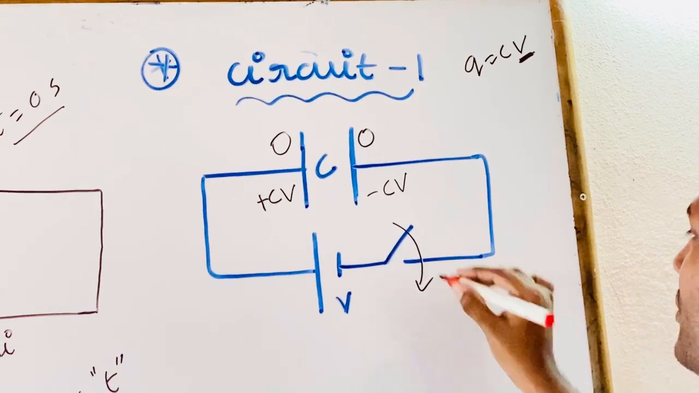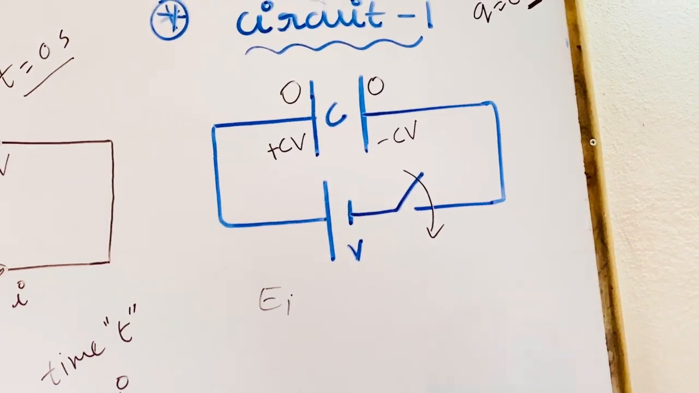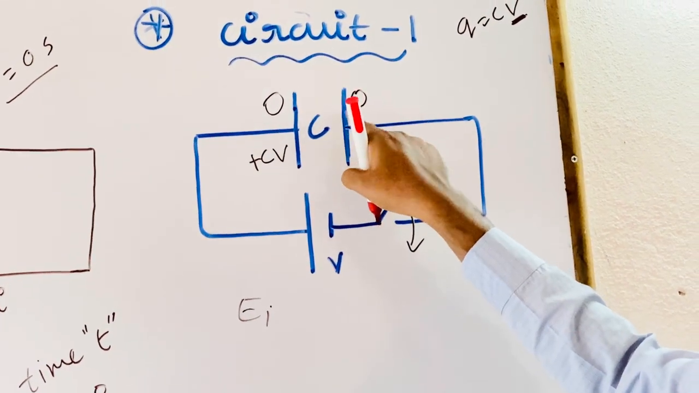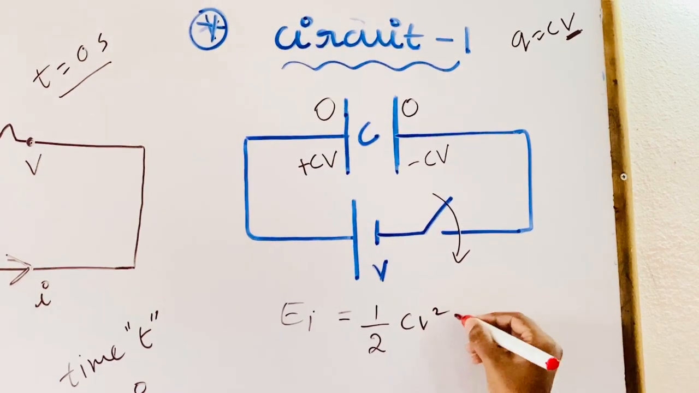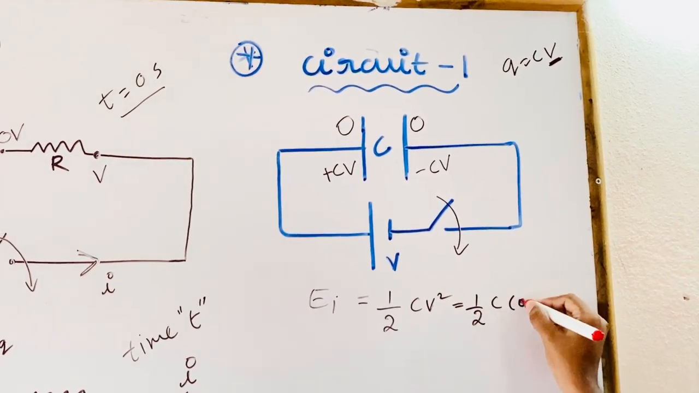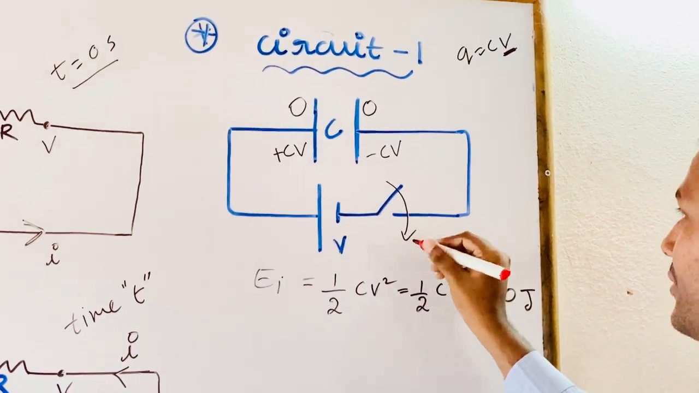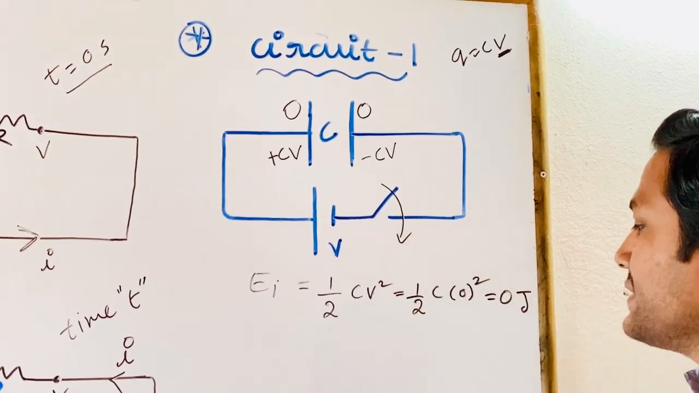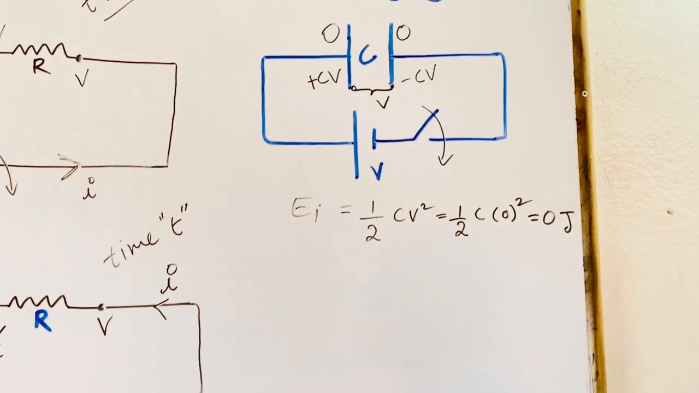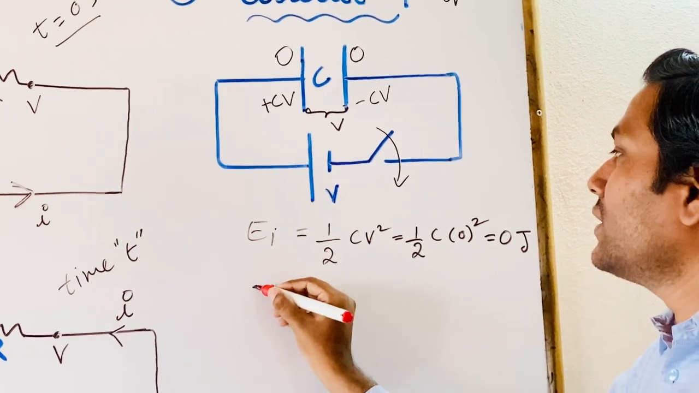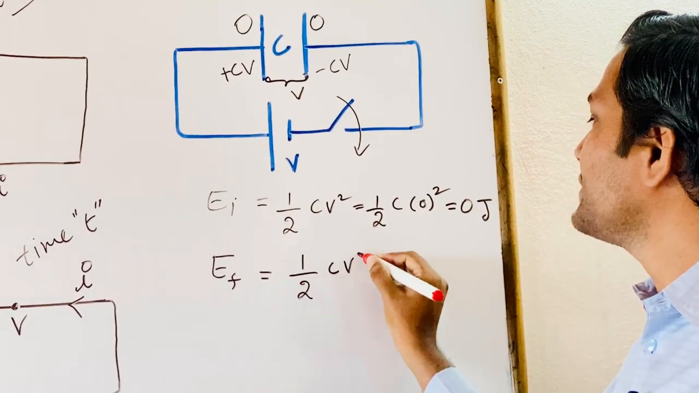Before closing the switch, what is the potential energy stored between the plates of the capacitor? Before closing the switch, there is no voltage between the plates. That's why we can write half CV square, which becomes half into C into 0 square, that is 0 joule. After closing the switch, whenever the capacitor reaches the steady state, the potential difference across the plates of the capacitor will become V. At that time, the electrostatic potential energy stored between the plates is simply half CV square.